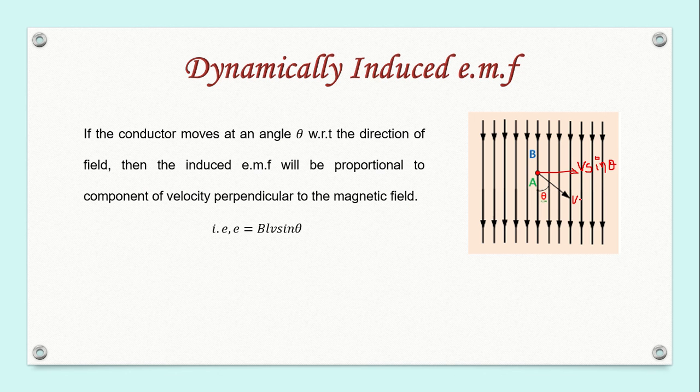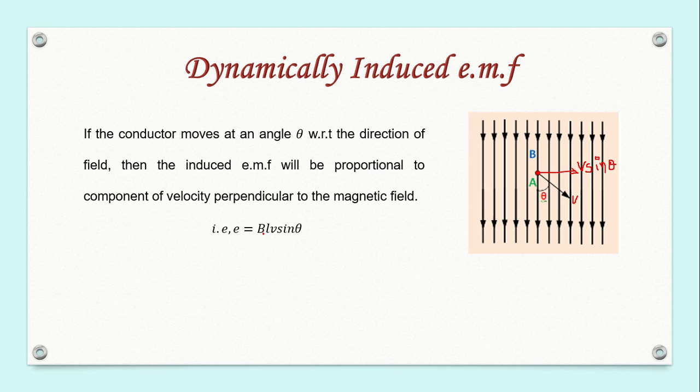So in this particular case, the induced EMF will be proportional to the component of velocity which is perpendicular to the magnetic field, that is the V sin theta component. So here, instead of V, we have to use the V sin theta component. So the equation for induced EMF is BLV sin theta. This is the general equation for dynamically induced EMF.